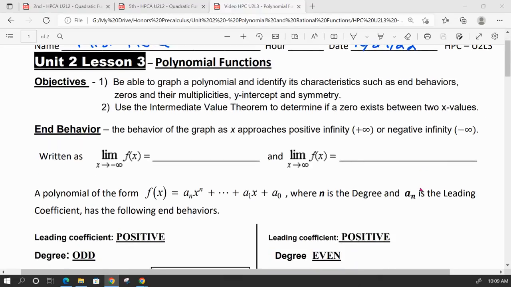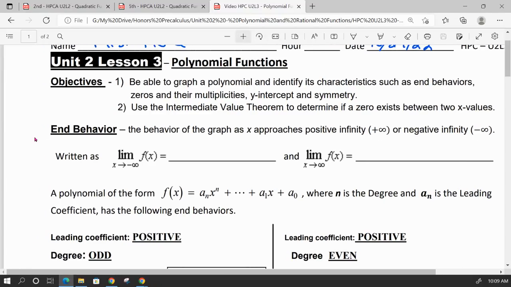So the majority of this lesson is about polynomial functions and their characteristics. All right, so end behaviors are the behaviors of the graph as x approaches positive infinity or negative infinity. These are also called limits, and you are going to see a lot of limits when you take calculus. So we're going to start introducing that limit notation if you haven't seen it already.